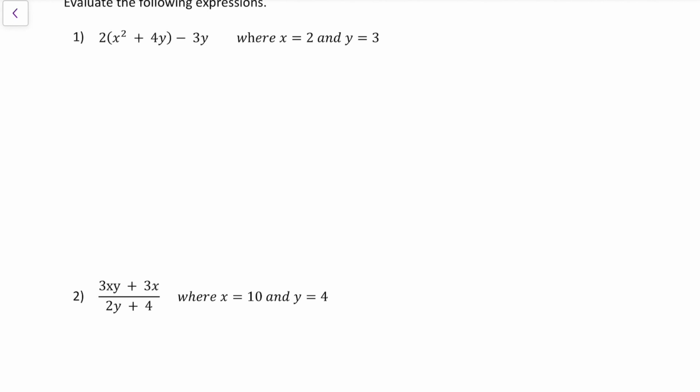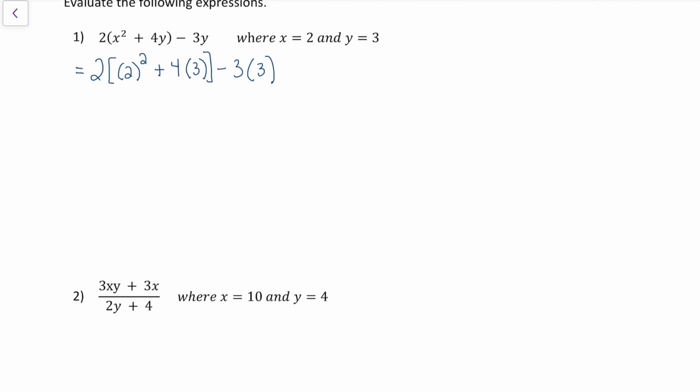So the first thing I'm going to do is just put the numbers in. I'm going to substitute our numbers into our algebraic expression. Wherever there's an x, I'm going to put a 2. Because the x here is squared, I'm going to put the 2 in brackets. Y is 3.